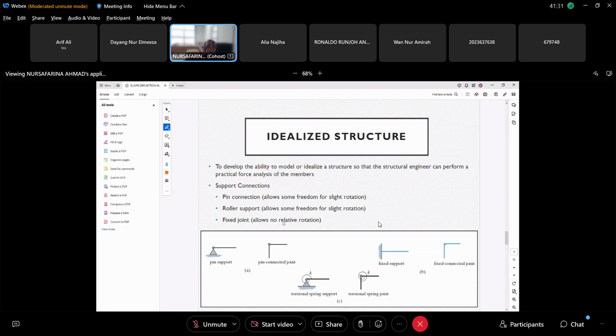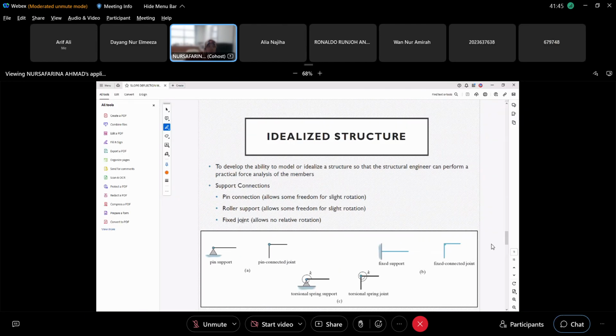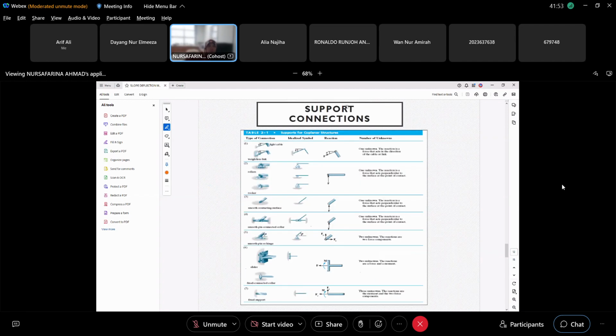Pin connection allows some freedom for slight rotation. It is the same as a roller support, which allows some freedom for slight rotation. However, a fixed joint allows no relative rotation, so it does not allow rotation. This is some of the support connections I have given to you.